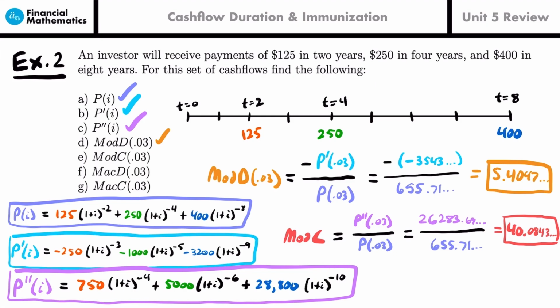And I did forget to write that notationally. Let me do that here. This should be the modified convexity using a 0.03 interest rate, or 3%. All right, and so that takes care of part E. We can check that off.